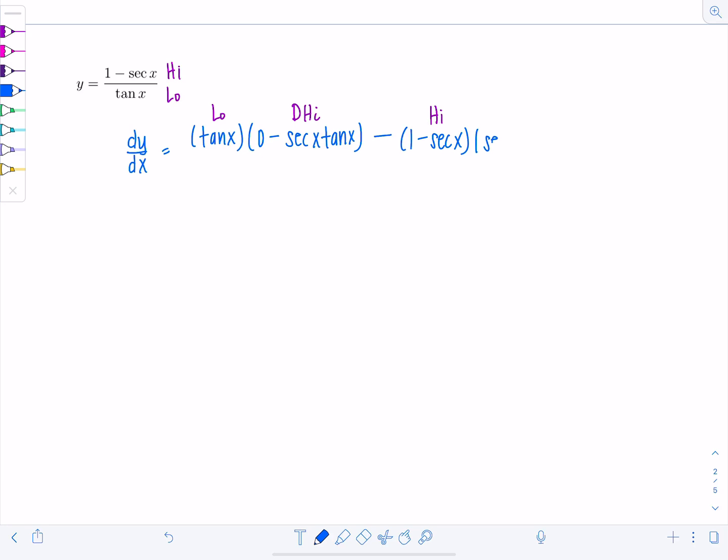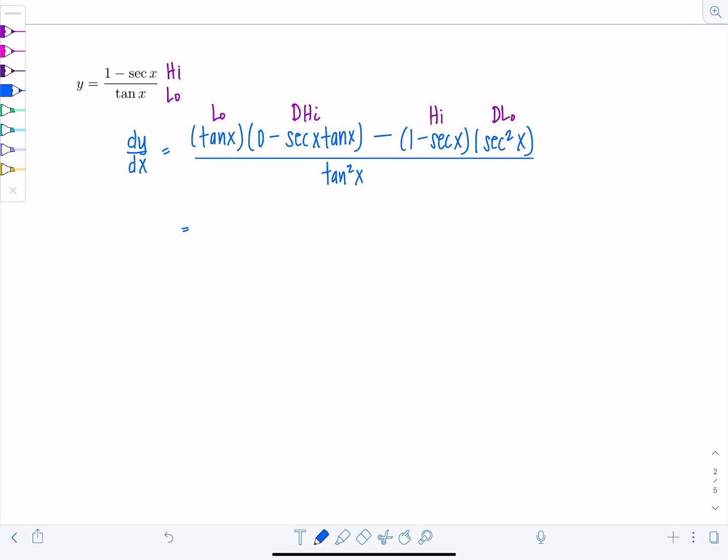Secant squared x? Yeah, did you remember? Fabulous. High d low minus low d high over low squared, or square the bottom and away you go, whatever your preference is. So we've got tan squared x. Okay, let's multiply it out and see how much we can clean this guy up.